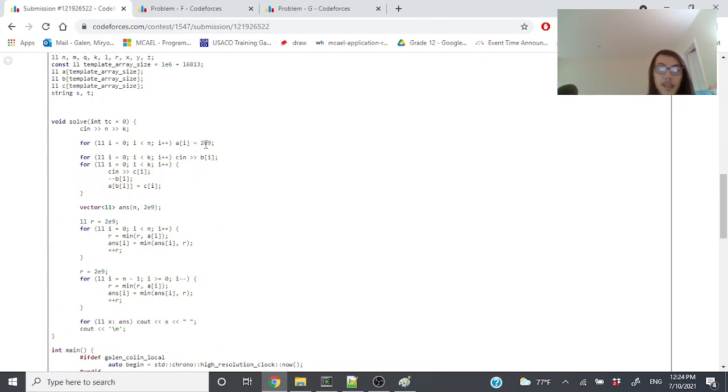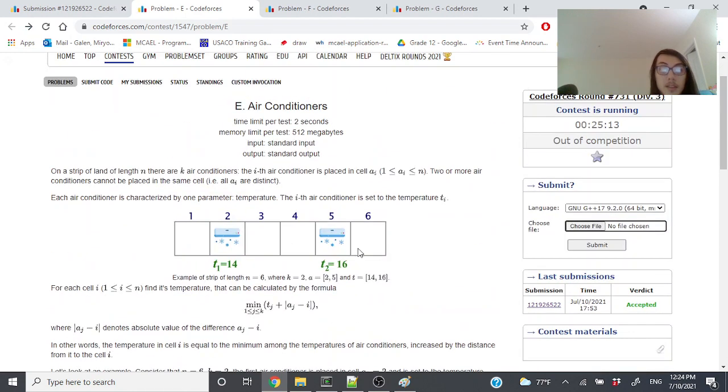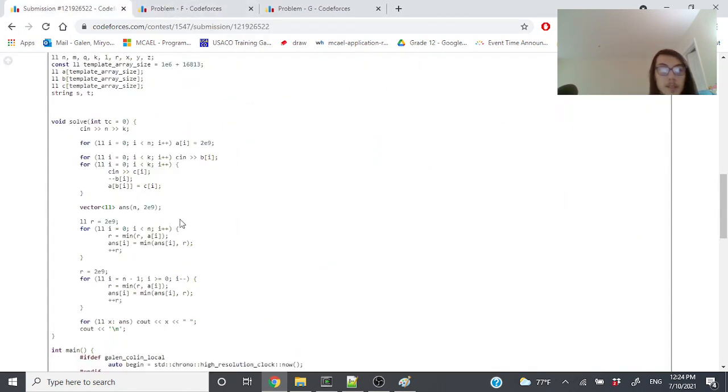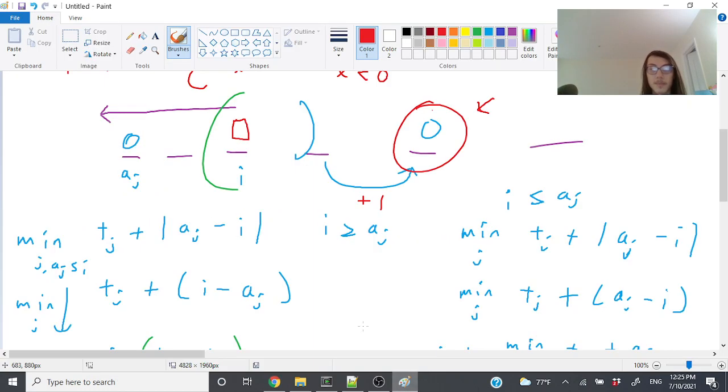Yeah, so in terms of code, set a_i to some huge value initially, then process the air conditioners. A is just the temperature of each cell. If some cell doesn't have an air conditioner, then it's some huge value, like 2 times 10 to the 9th. Yeah, so we make an answer array. I just have 3 arrays, and I need more than 3, so I just make another one. We sweep to the right. We maintain this running variable. Each step we increment r, meaning we get one further away. And then we do the same thing going to the left, from the right. Yeah, that's the idea.